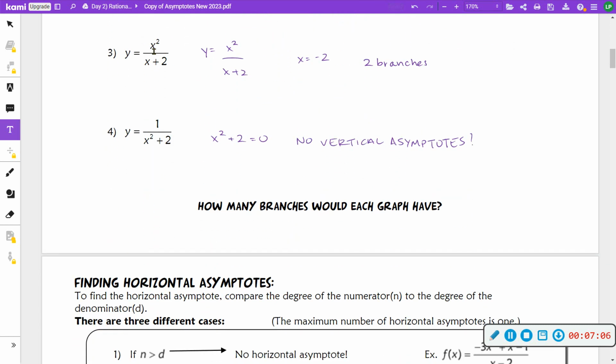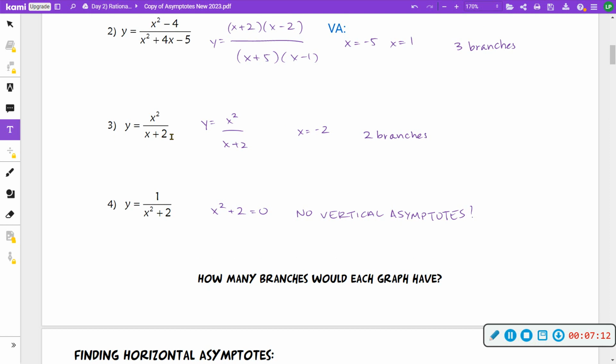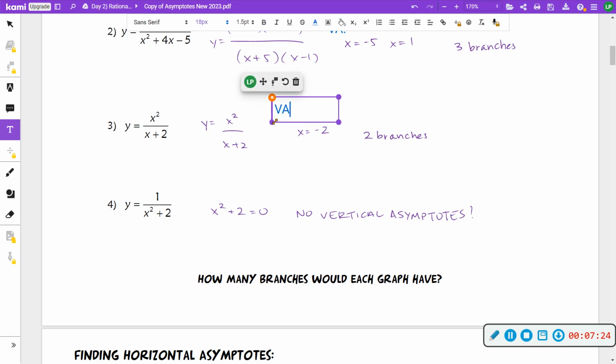Here, nothing simplifies. This does not factor. And so the only thing we have to worry about is the denominator. And so what number plus 2 is 0? That's -2. And since nothing canceled, we have no holes. So this would also be the vertical asymptote.